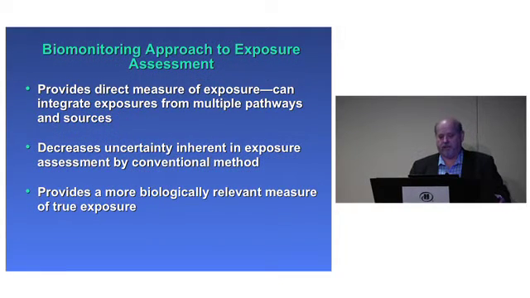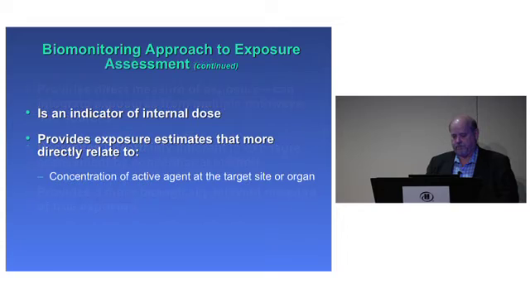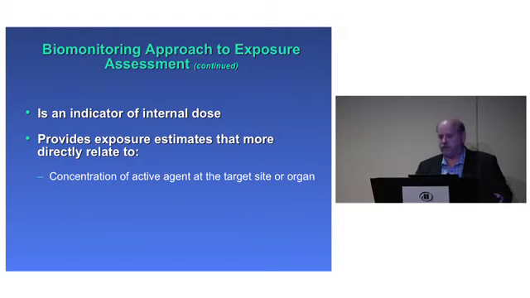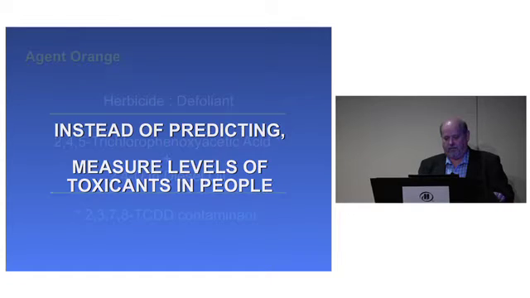The biomonitoring approach, on the other hand, provides the direct measure of exposure. It integrates all of the different pathways, though. You can't differentiate where it came from by what pathway, but it gives you an internal dose measurement. It does decrease the uncertainty inherent in exposure assessment by the conventional methods. It provides a more biologically relevant measure of true exposure. So it's an indicator of the internal dose. It provides exposure estimates that more directly relate to the concentration of the active agent at the target site or organ. So one message, if I would have one, that would come out of the introduction part is that instead of predicting, why don't we just measure the levels of the toxicants in people using biomonitoring?